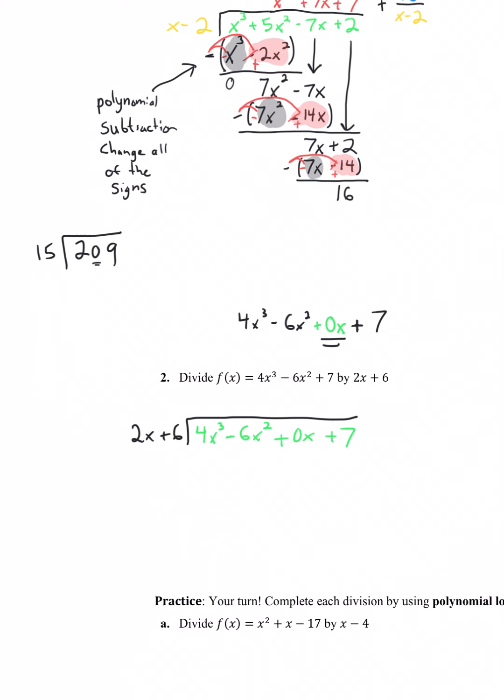Now, I start with ignoring this plus 6. I'm just looking at 2x. Something times 2x equals 4x cubed. And it's going to have to be a 2x squared. And I'm going to line that 2x squared right up over the negative 6x squared. And then I can say 2x squared times 2x is 4x cubed. Perfect. 2x squared times positive 6 is going to be positive 12x squared.